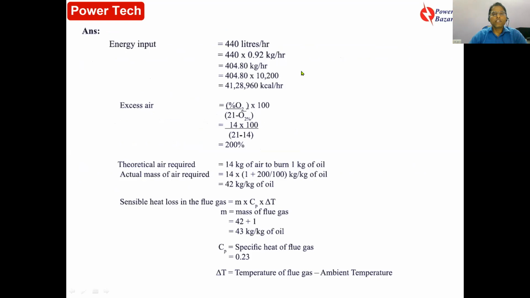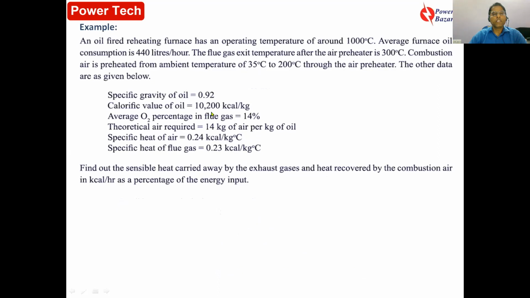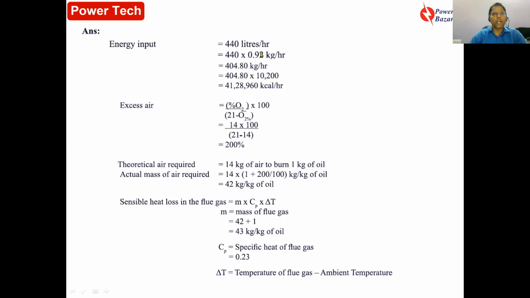Now let us find out first what is the energy input. We have to understand the flow rate and calorific value. The flow is in liter per hour, and calorific value is in kilocalorie per kg. So we have to convert liter into kg per hour by multiplying by specific gravity. Specific gravity is 0.92, so 440 into 0.92 into GCV 10,200. So that means energy input is 4,128,960 kilocalorie per hour.